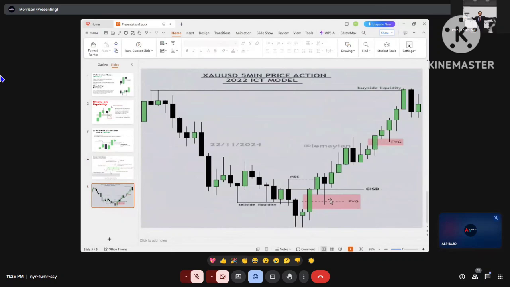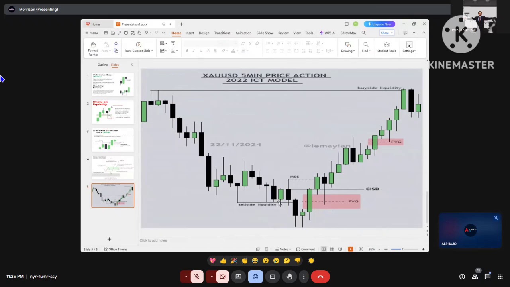So first, a sweep prior to the fair value gap or inside the fair value gap. Then a market structure shift with displacement, and then a fair value gap. So when there's a displacement, we always have a fair value gap, because when there is displacement, there is imbalance. This is what we are looking for.